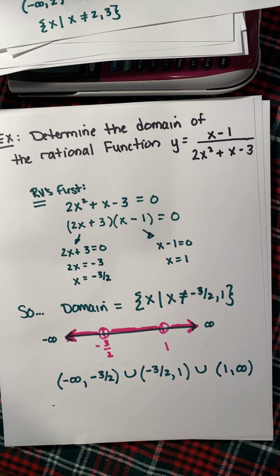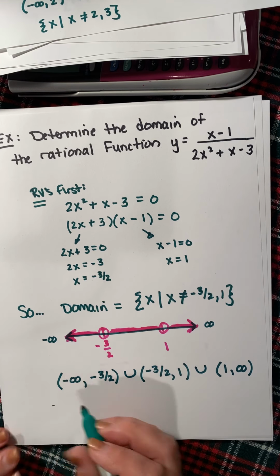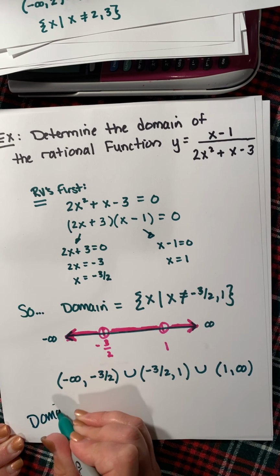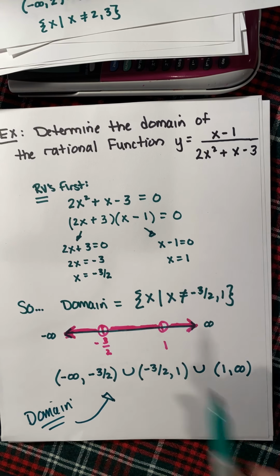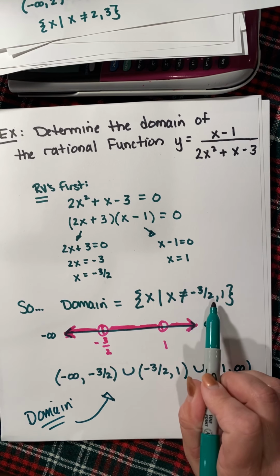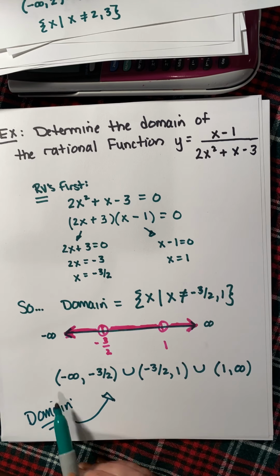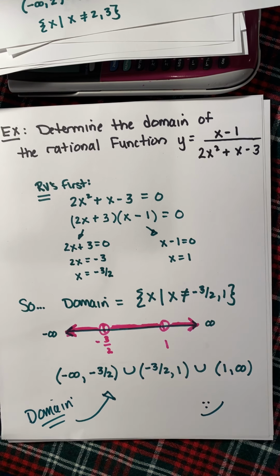Here we go. This would be the domain. This is what x is allowed to be. So this is saying x can be anything except for -3/2 and 1. Here, this is the equivalent interval notation. Good job.